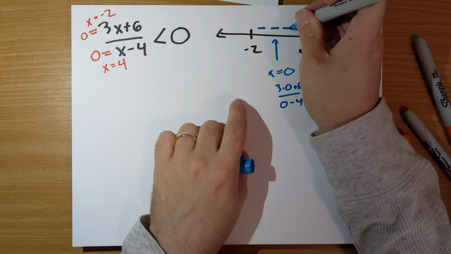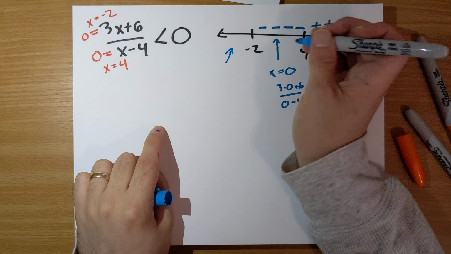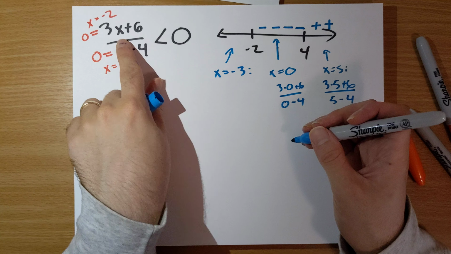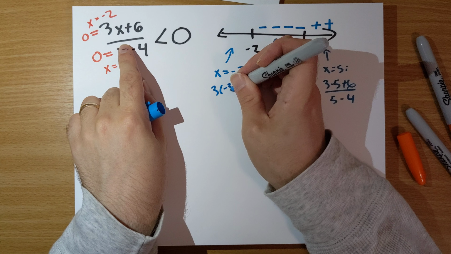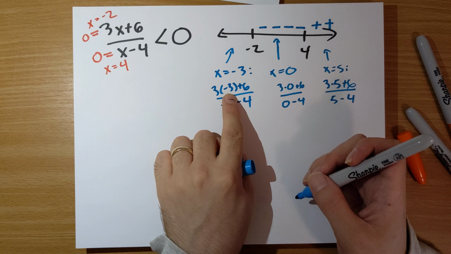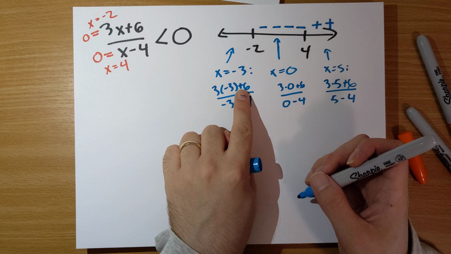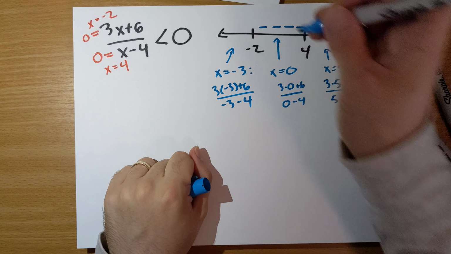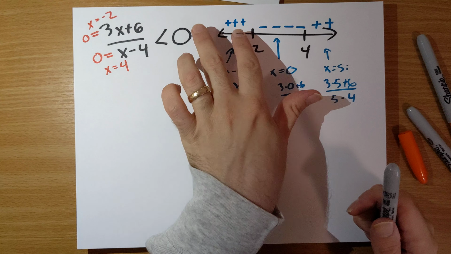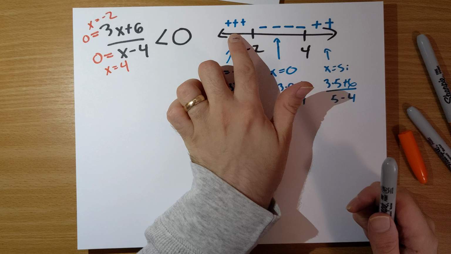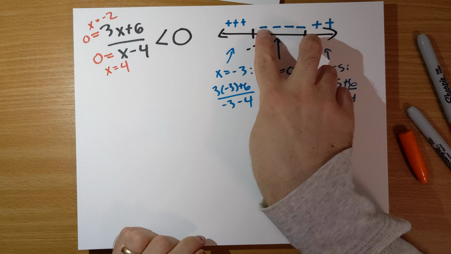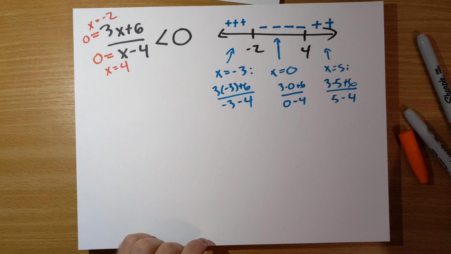And finally, when x is less than negative 2, then we have, just as a sample, x is negative 3. This will be like 3 times negative 3 plus 6 divided by negative 3 minus 4. 3 times negative 3 is negative 9 plus 6. This is negative. Negative over something negative gives us a positive answer here. And so the expression is positive if x is less than negative 2. It's positive if x is greater than 4. And it's negative between negative 2 and 4.